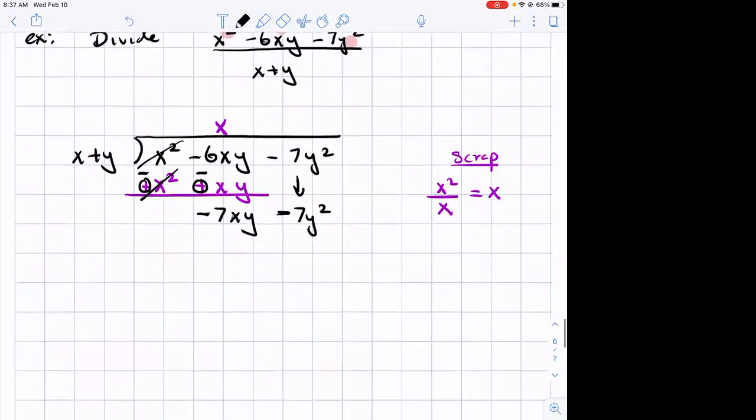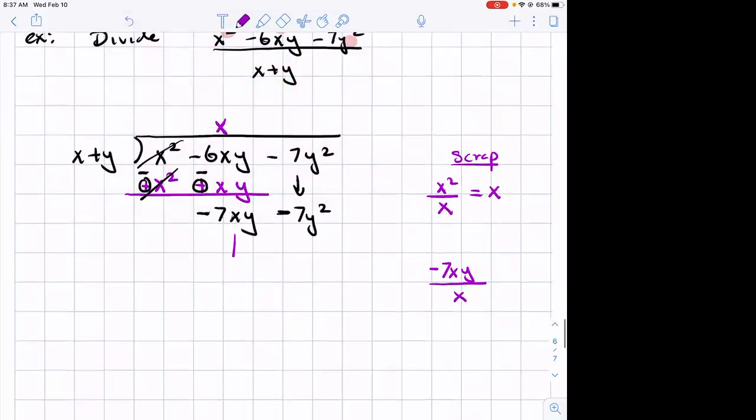And then we have scrap work again. Minus 7xy divided by x. Okay? Always the first term by the first term. We don't care about the plus y, we don't care. When we distribute, we work with that. Okay? So you're not leaving out anything. And this becomes, the x's will cancel out, minus 7y. Okay? So minus 7y.